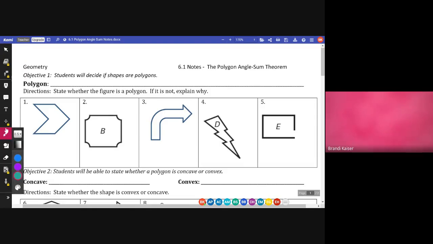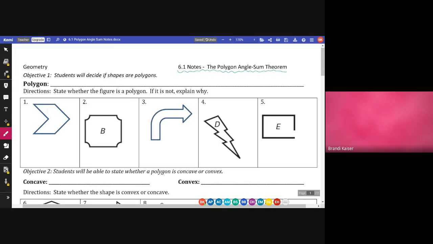Welcome to our newest unit, which is going to be over quadrilaterals. This is the video for 6.1 notes, which is going to talk about the polygon angle sum theory. Since we just wrapped up with circles, now it's starting to work on polygons, meaning many-sided shapes, because we focused a lot on triangles in the past.